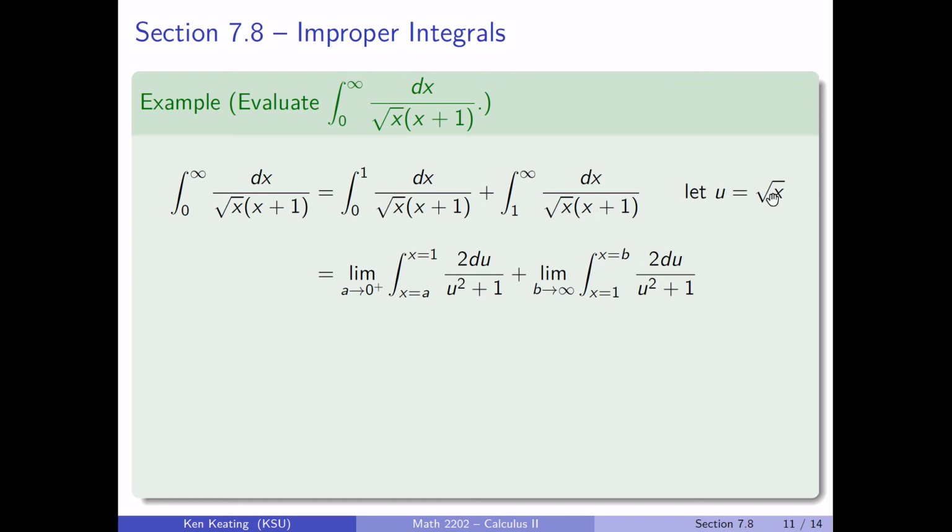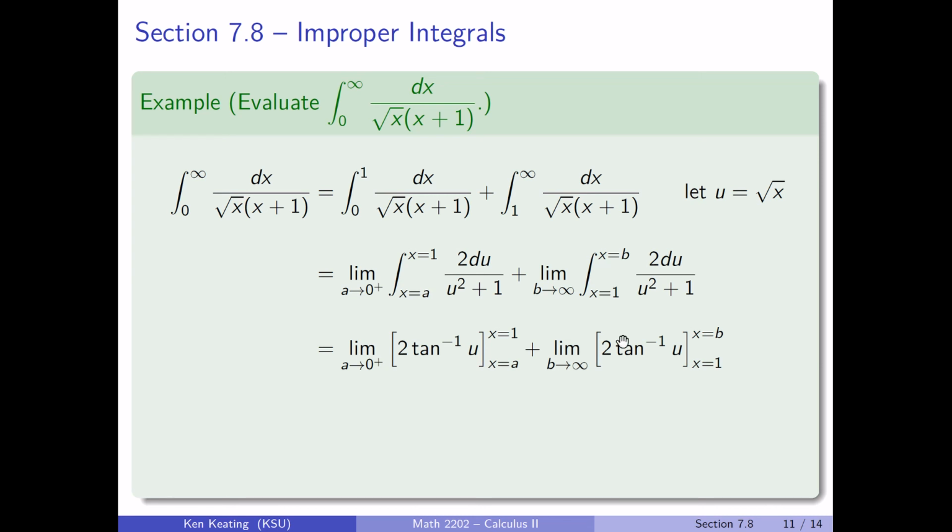Alright, putting all that in place, 2 du is 1 over the square root of x dx. And x, if u is the square root of x, is u squared. And then I replace my limits of integration. I take the limit as a goes to 0 from the right of the integral from a to 1, and then I take the limit as b goes to infinity of the integral from 1 to b. Now both of these integrals have the same function in here, so they're going to have the same antiderivative. That's 2 tangent inverse u, or arctan u if you prefer.